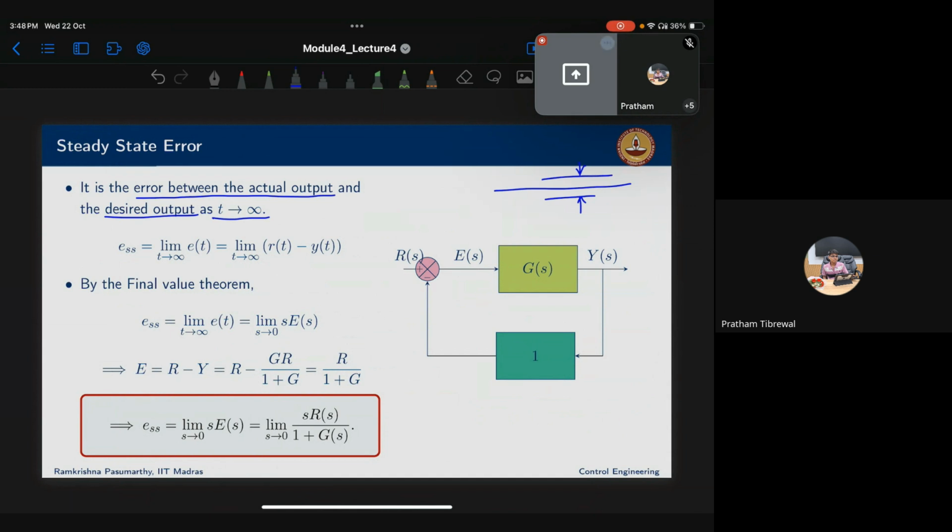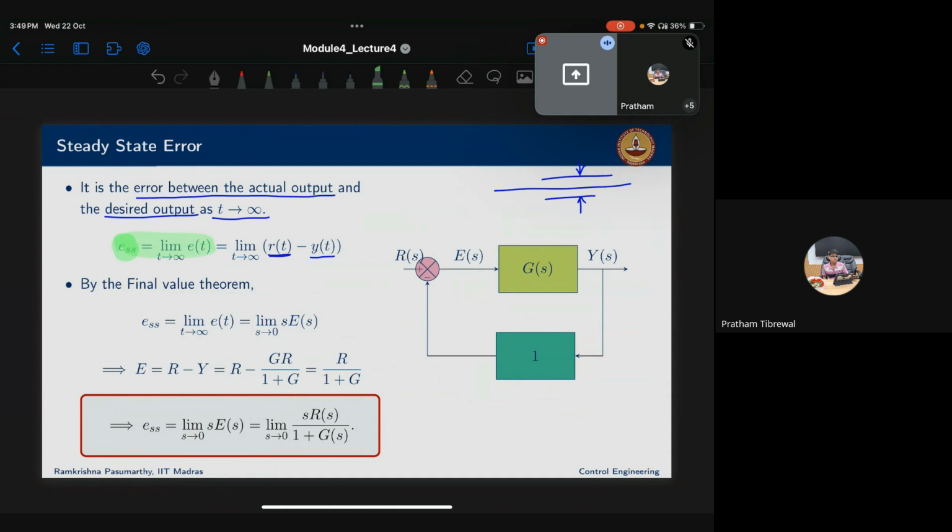Basically, the actual output is nothing but y of t. The reference input or desired input is r of t. As time is tending to infinity, that value gives you the steady state error. When the time is tending to very far, almost infinity, at that time, what is the error? This we can find easily.